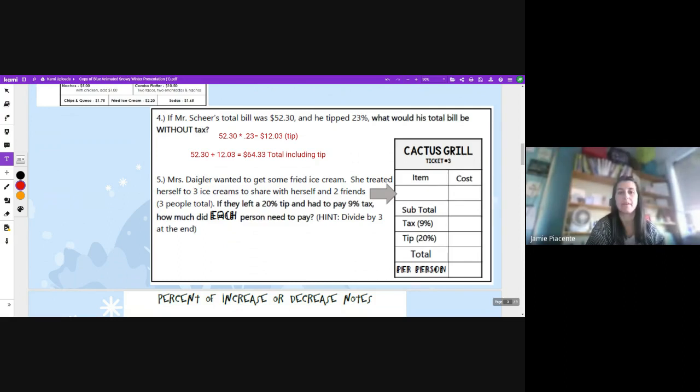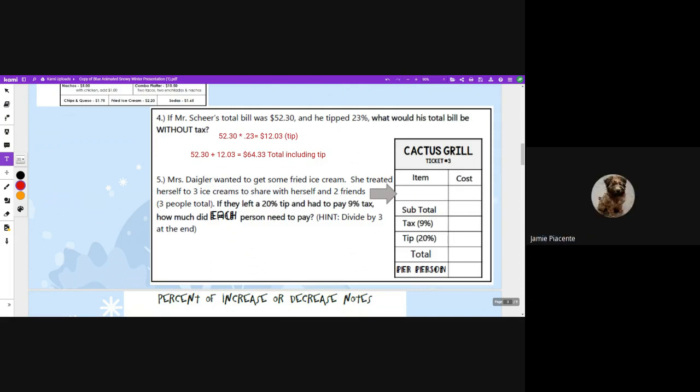So total for fried ice cream, there are 220 and we need 3 of them. So we're going to take 3 times our amount, which is $2.20. That gives us a total cost of $6.60. Now, did she order anything else? Nope. So my subtotal is $6.60.